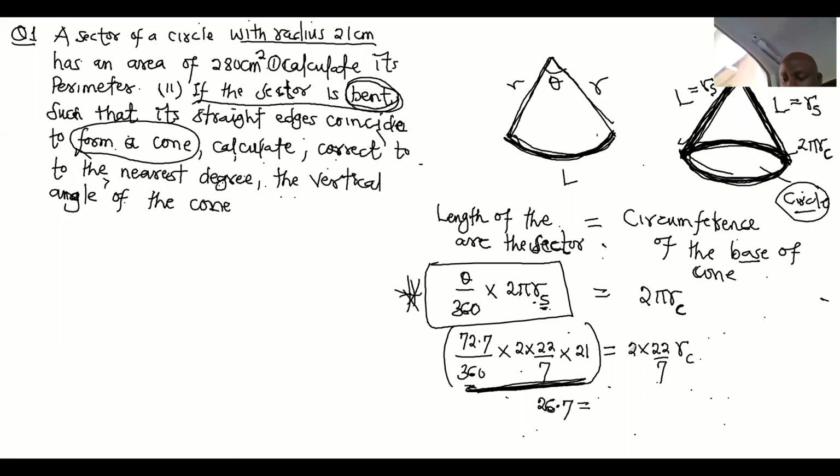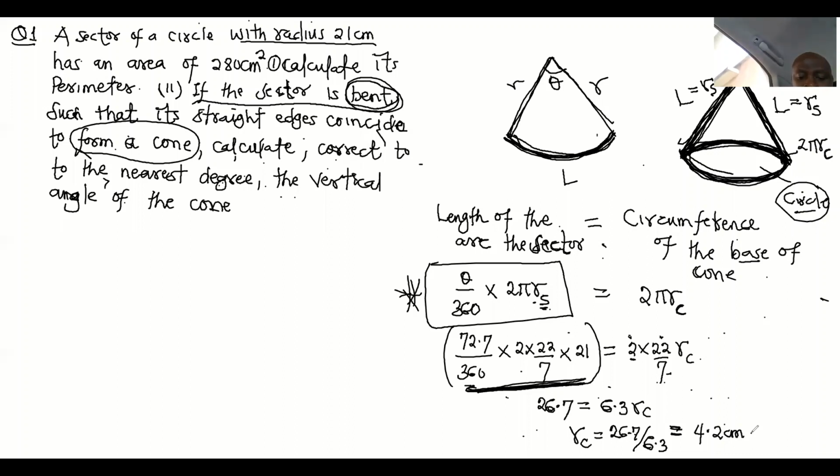26.7 equals, what's 2 times 44 over 7? Give me the answer. 2 times 22 all over 7. Give me the answer. 6.3 times RC. So what's now the radius of the cone? 26.7 all over 6.3. What's the answer? Please tell me. 4.2 centimeters. That's the radius of this cone.